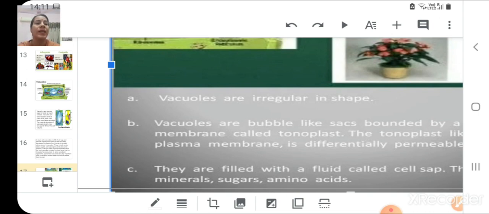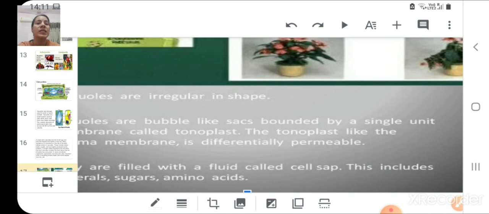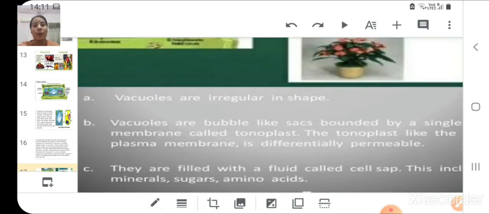Vacuoles are bubble-like sacs bounded by a single unit. Yes, it is very important to note that this is the organelle which has only one membrane around it. So it is a single-membraned organelle and its membrane has a very unique name, that is tonoplast. So the vacuoles are surrounded by the membrane which is known as tonoplast.